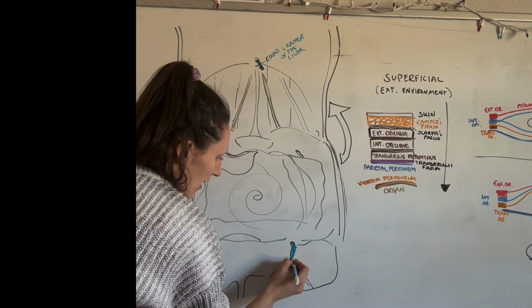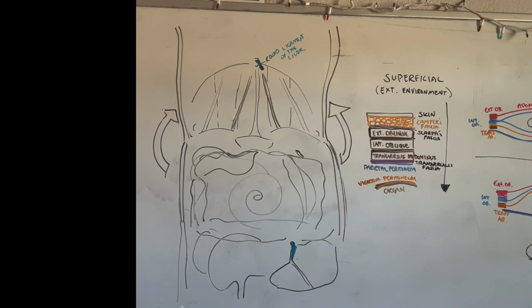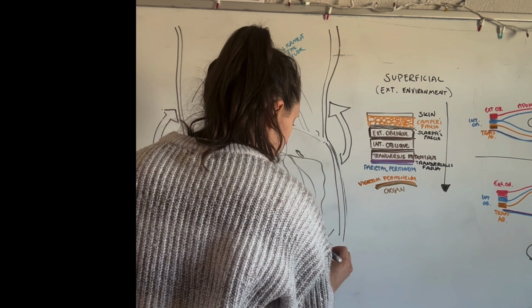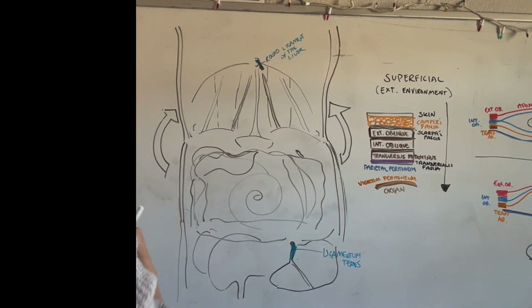The other name for round ligament of the liver is ligamentum teres. So I'll write that one down here. This is the same thing. Ligamentum teres, round ligament of the liver, same thing.